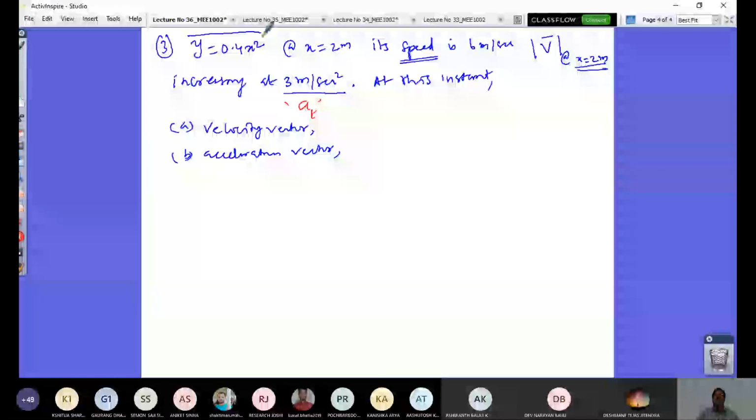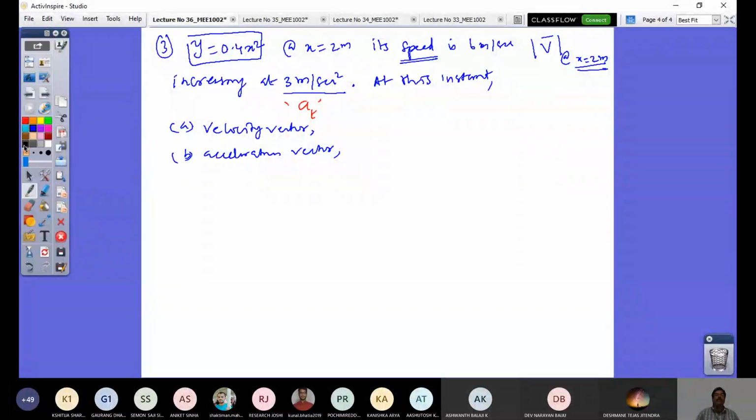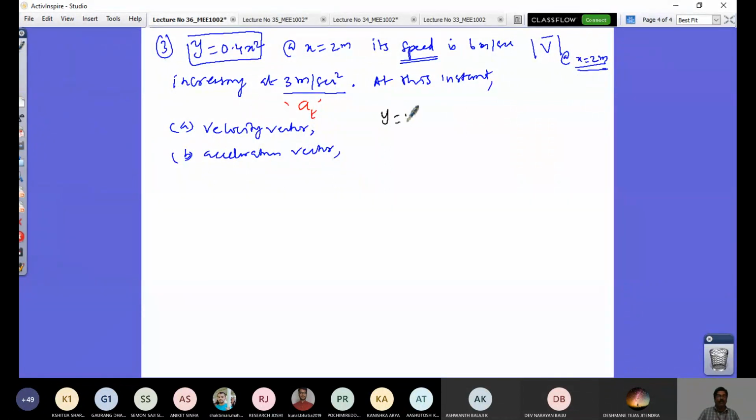See now what is given here is the path equation. So you are given y equals 0.4 x square. If you look at this path, it would be a parabolic path. This is x and this is y. When x is 0, y is 0. When x is 1, y is 0.4, and when x is 2, 0.4 into 4, and so on. So this path will go something like this. Right? So when x is 2 meters, you are given the data. If I project this, I'll have this point.